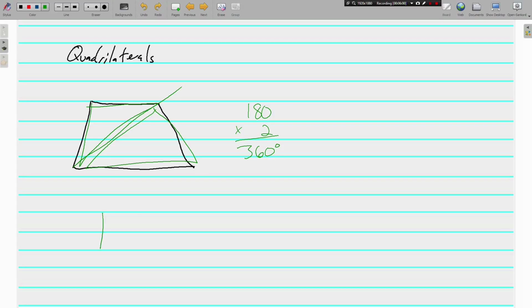Doesn't matter if I just did a square. A square is two triangles. So there are 360 degrees in the square. A rectangle, 4 right angles. Again, a rectangle is two triangles. So all quadrilaterals have 360 degrees, like a triangle has 180.